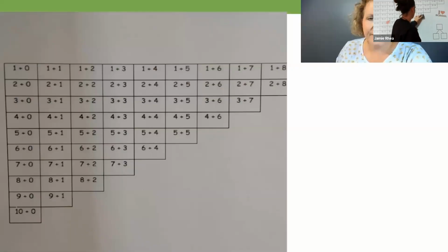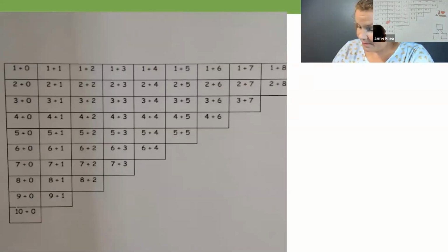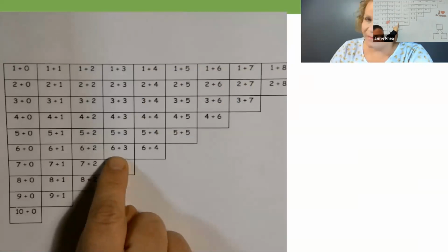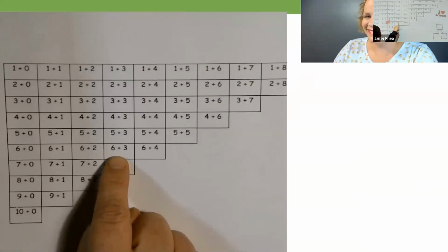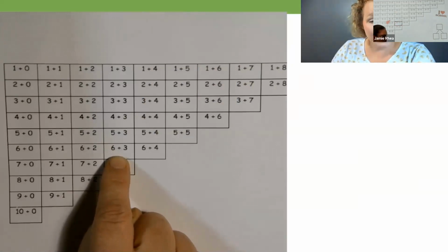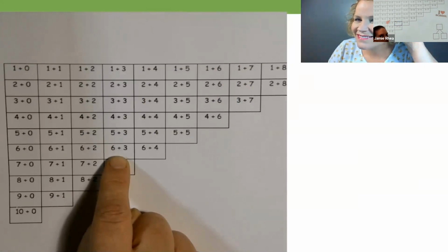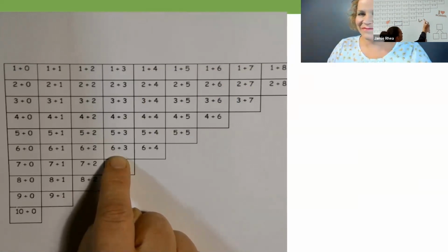Everyone put your finger on 6 + 3 and then look up at me and smile. I'm gonna highlight mine in purple. If we wanted to turn the expression 6 + 3 into a number sentence, what would we write? 6 + 3 equals, what does 6 + 3 equal? 6 + 3 = 9. Let's write that now.